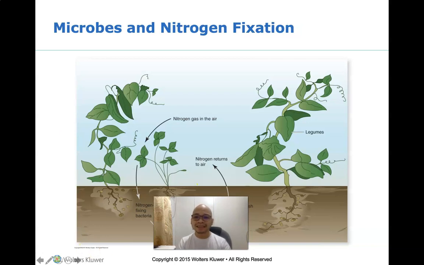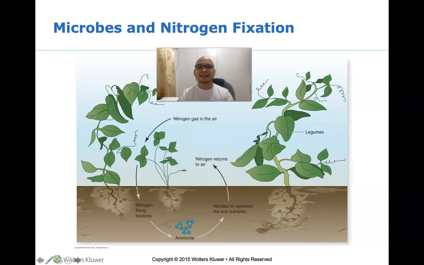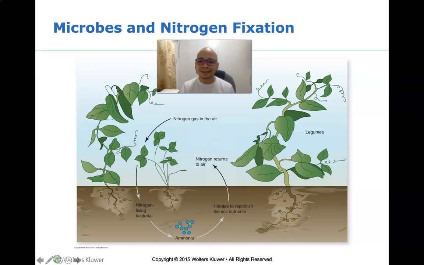So here is another example of the nitrogen cycle by nitrogen-fixing bacteria. What will happen here is that nitrogen gas is found in our atmosphere.